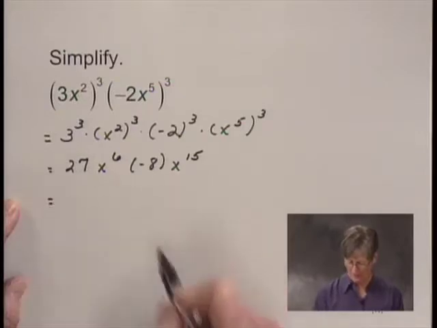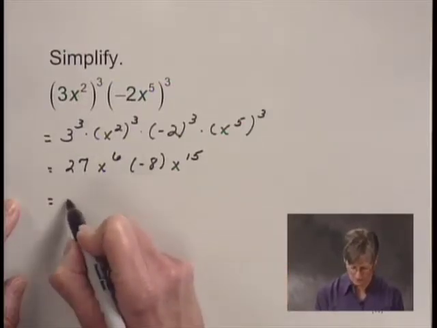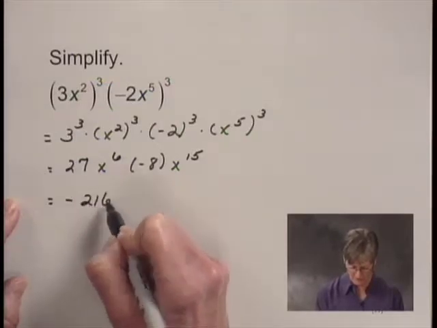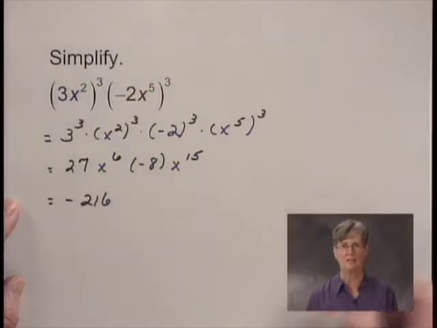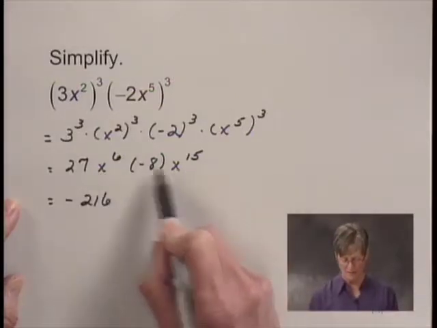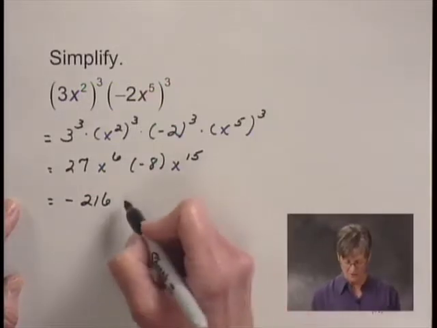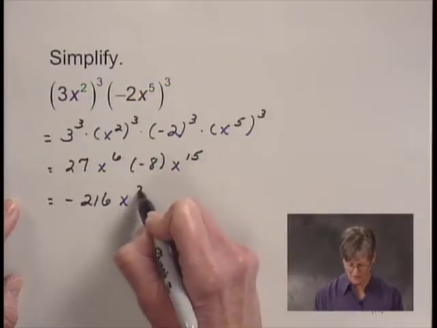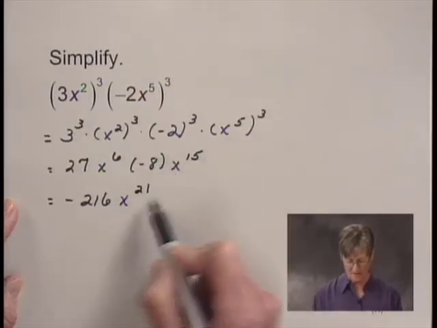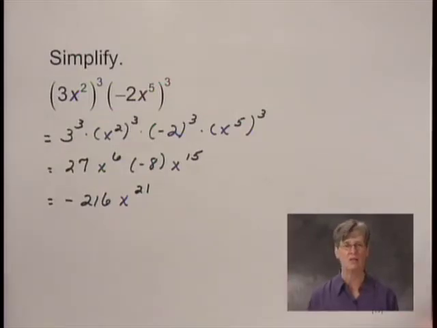And now let's see what we can multiply together here. 27 times negative 8 is equal to negative 216. And here I have x to the 6th power times x to the 15th power. I have the same base raised to 2 powers, and to do that multiplication we add the exponents. So I'm going to have x to the 6th plus 15, or x to the 21st power, and the product then simplifies as negative 216 times x to the 21st power.